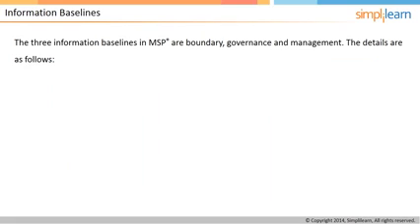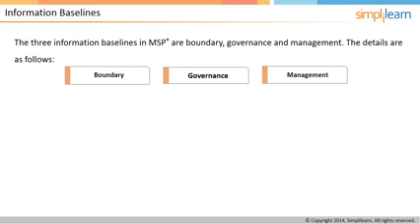In the next screen, let us review the different types of information baselines that are available in MSP. In most cases, information baselines are created at various stages during the program and maintained throughout the program. There are three main classifications of the information baselines. They are boundary, governance, and management. Let us now understand each of these in detail.